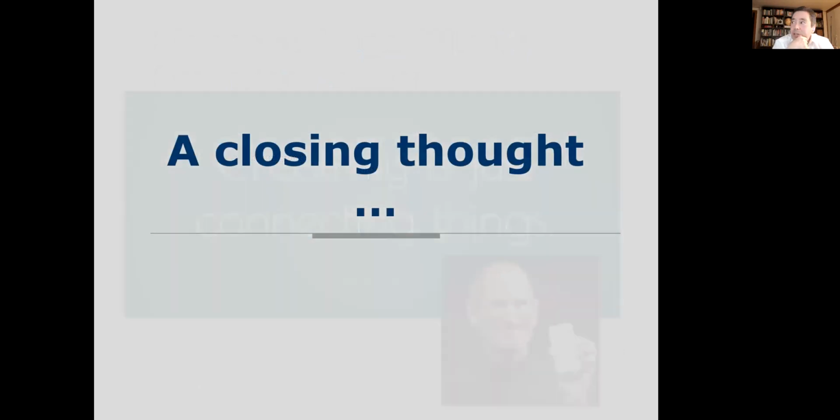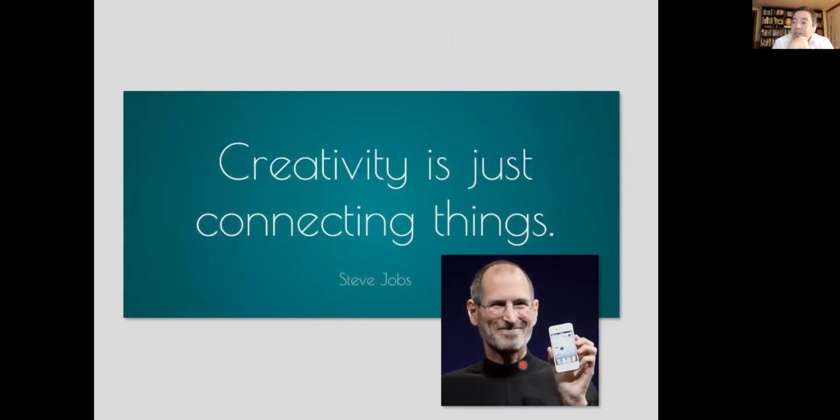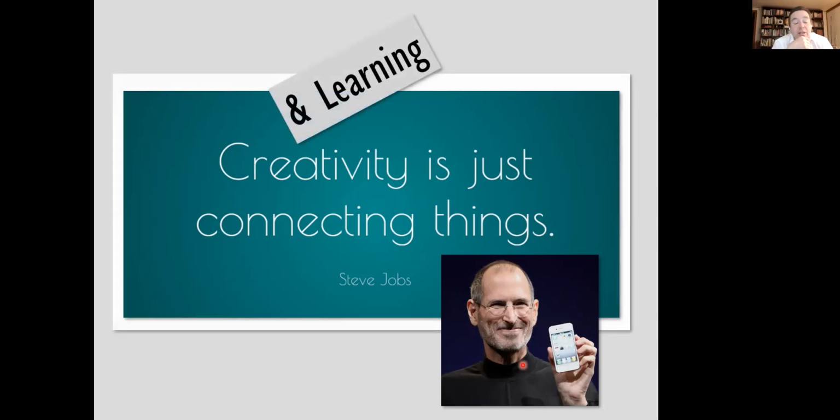Closing thought. Steve Jobs famously said, creativity is just connecting things. That's what we said at the beginning. And we just said that learning is about connecting things, connecting in the synapses, just as a matter of biology, but also connecting as a powerful way of this exponential learning that we talked about, like Elon Musk.